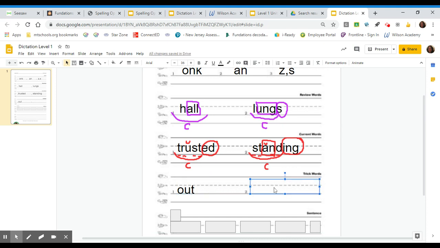Trick word number 2. About. Let's trace it. A, B, O, U, T. About. Ready? A, B, O, U, T. About.